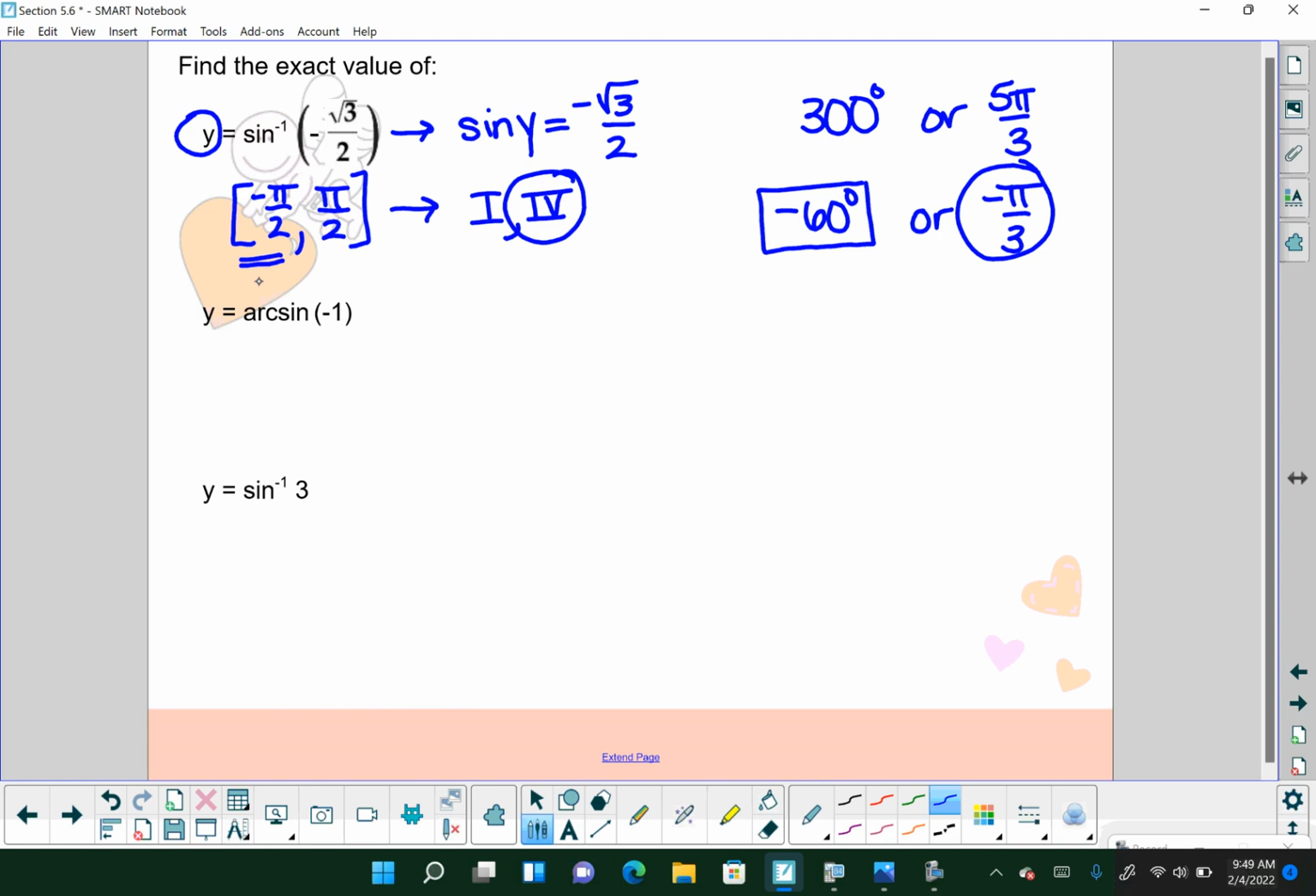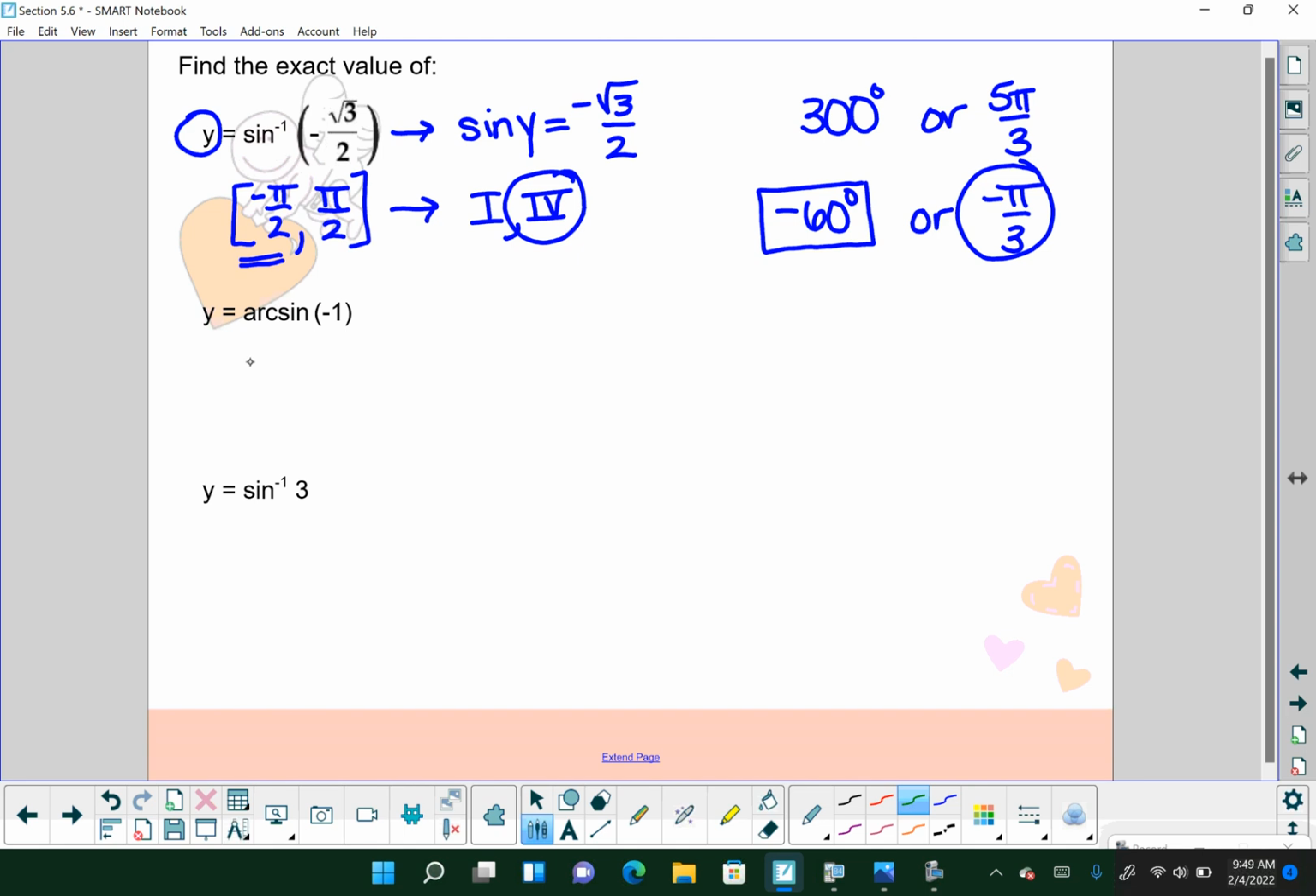And you want to make sure at the end that the answer you're getting falls in that range of values for the function, between negative pi over 2 and pi over 2 for radians anyway, and negative pi over 3 is within that range. Okay, so let's practice another one. We're just going to practice a bunch of these.